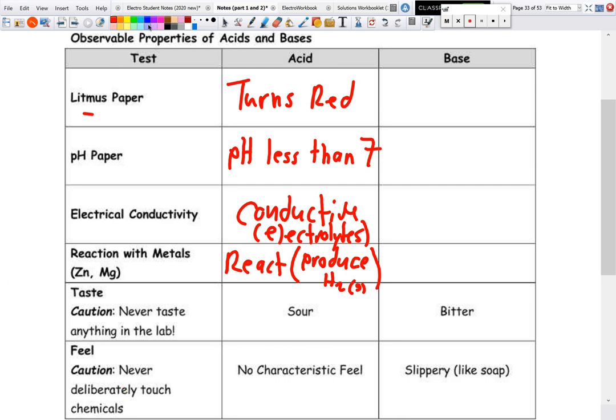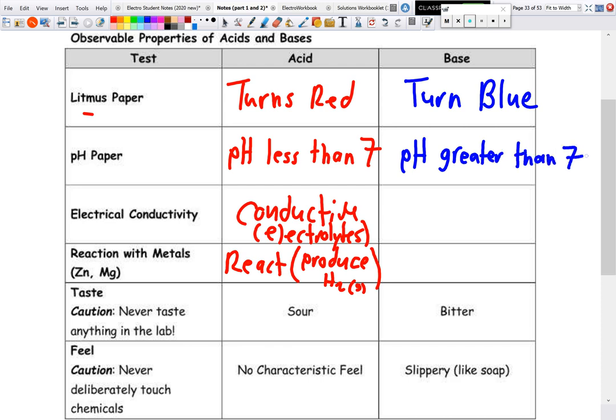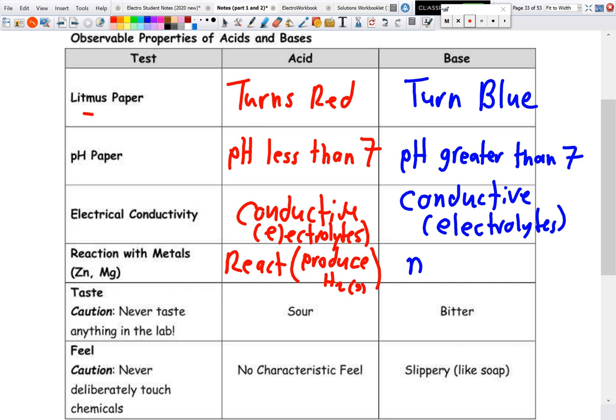Now, as for our bases, so bases with litmus paper turn litmus paper blue. Same thing with pH paper, we're going to get a pH greater than 7 this time. They are conductive. But with our metals, there is no reaction with metals. And of course, last but not least, bases feel bitter, and of course they're slippery just like soap.